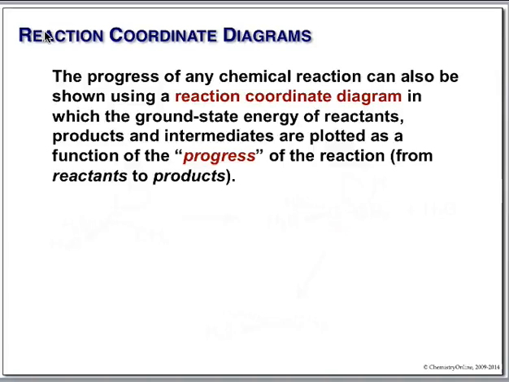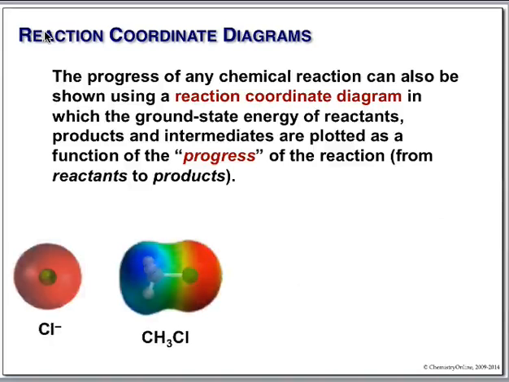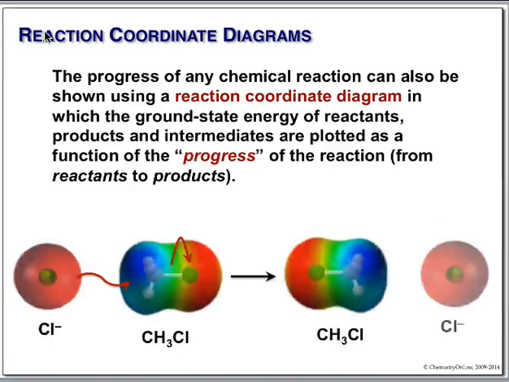All right. I said we were going to go back to our substitution and talk about it in terms of a reaction coordinate. A reaction coordinate basically is an attempt to illustrate the progress of a reaction and show that relative to the energy of the reactants and the products. In this reaction, chloride is going to attack, chloride would leave, and we would make this pair. This is our nucleophile, this is the electrophilic center, and these are our products.